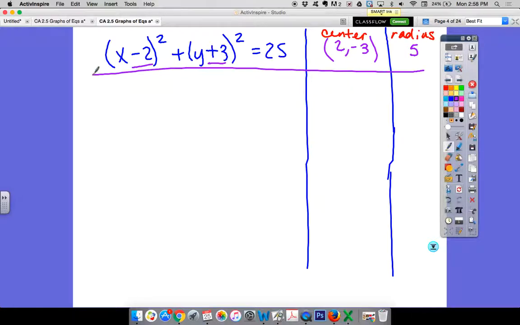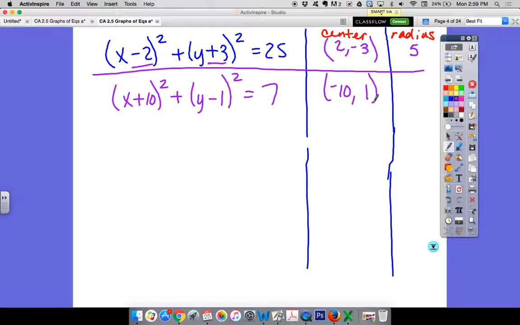Just to do another, we have (x plus 10) quantity squared plus (y minus 1) quantity squared equals 9. Let's make it a little more interesting. Let's do 7. To get the center, again, change the sign and change the sign. But for your radius, you have to take the square root of the constant over here by itself. So that's going to be the square root of 7. You can't break that down, so you're kind of stuck.